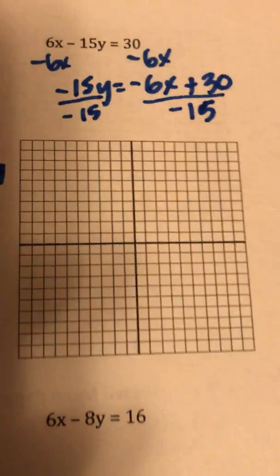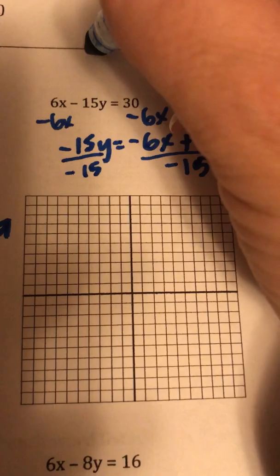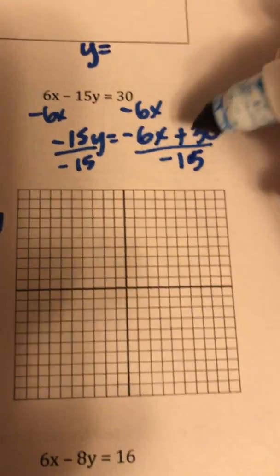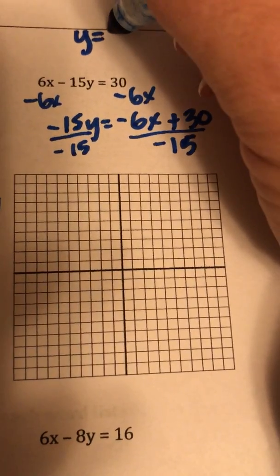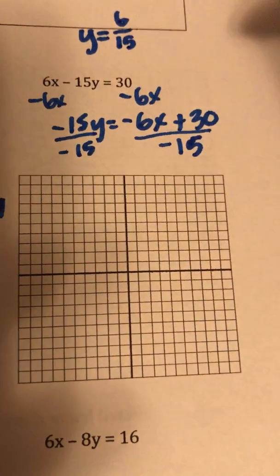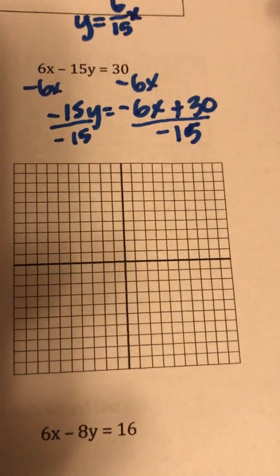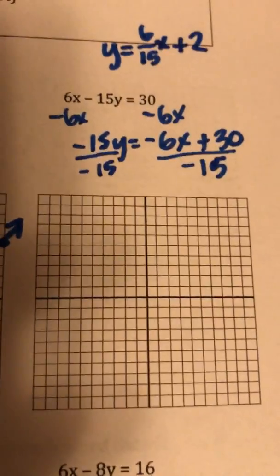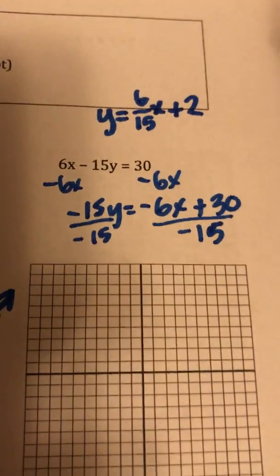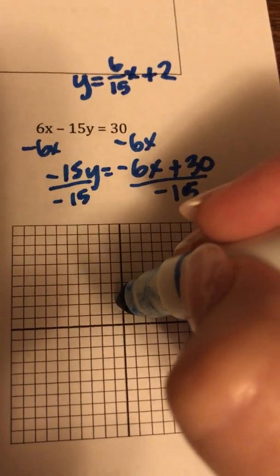I'm a little bit running out of room here, so I'm going to write right up here. So now we have a positive y equals negative 6 over negative 15, which is just 6 over 15, because negative and negative is positive. This is our x, and then we have plus 2. All right, so in this one, we see that our y-intercept is a positive 2.